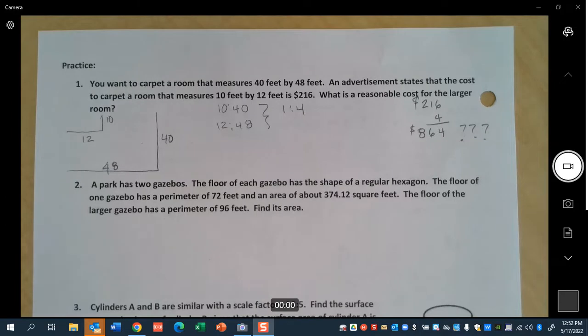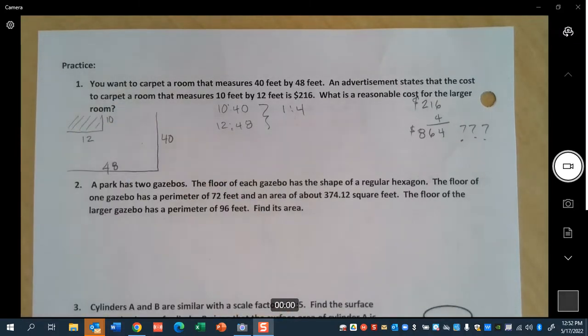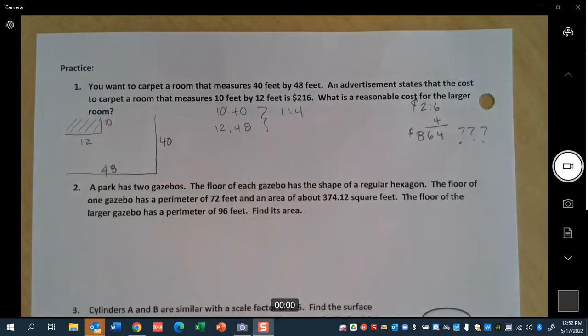I want to carpet a room that measures 40 by 48. An advertisement states the cost to carpet a room that measures 10 by 12 is $216. So if I know that there's a 1 to 4 story between, this is what the ad says, right? A 12 by 10 room, and this is the cost that I have. I know that the area that I'm carpeting is 4 times bigger. Are you okay with that?